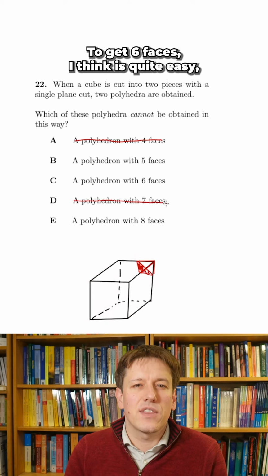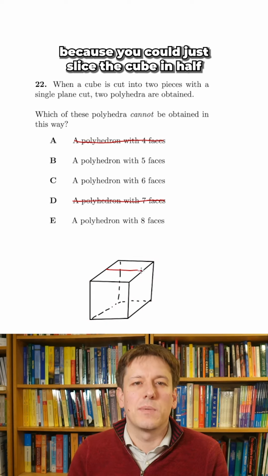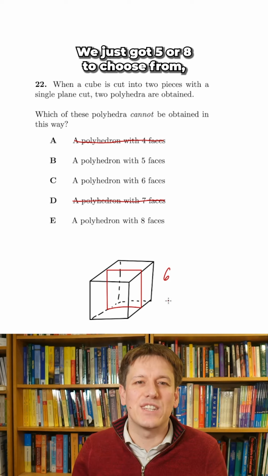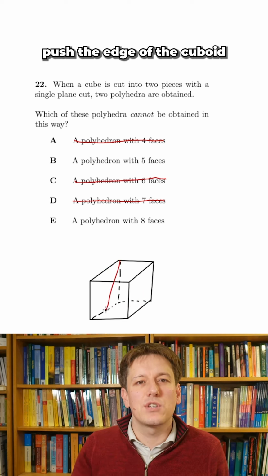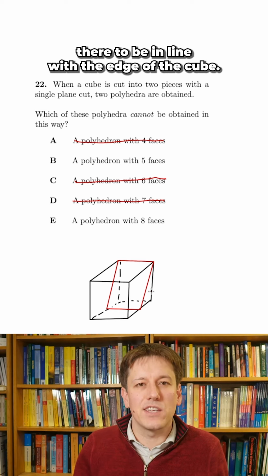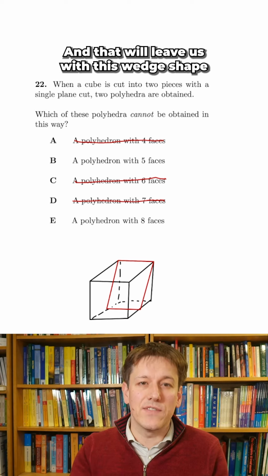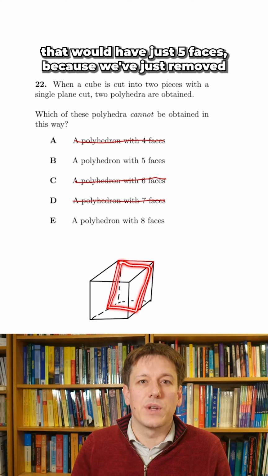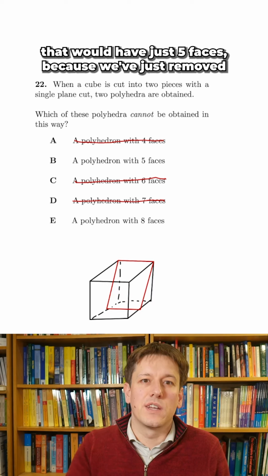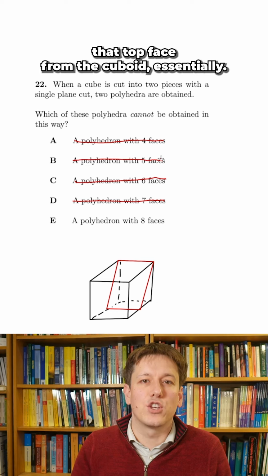To get 6 faces, I think, is quite easy because you could just slice the cube in half and you're left with a cuboid which also has 6 faces. So we've just got 5 or 8 to choose from, and then we notice we can just push the edge of the cuboid that we've just had on the top there to be in line with the edge of the cube, and that will leave us with this wedge shape that would have just 5 faces because we've just removed that top face from the cuboid essentially.